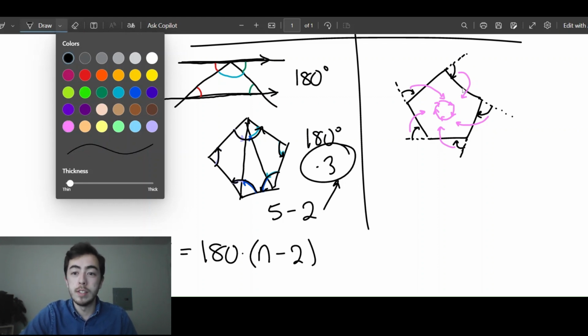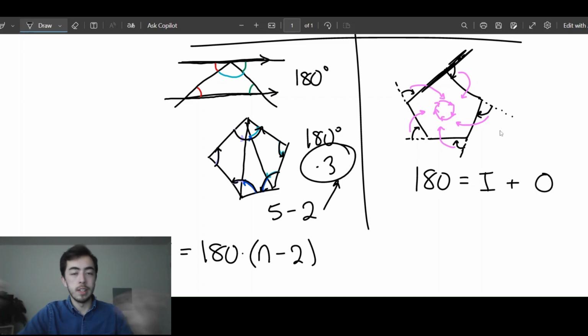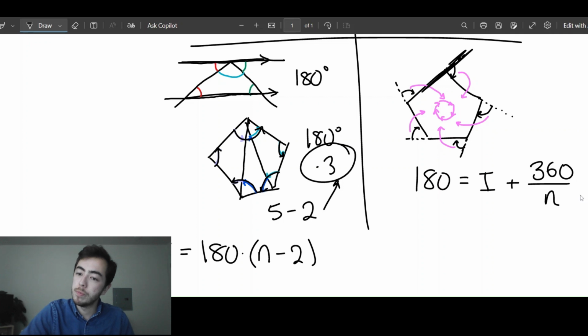And so what that tells us about the interior angle now is that since these make a linear pair, I can do 180 equals inner plus outer, right? Because the inner and outer have to sum up to 180 degrees. That's a straight line. The outer angle, that was the one we were able to figure out with 360 divided by n, because n was the number of sides, and then 360 is just all the way around the circle.